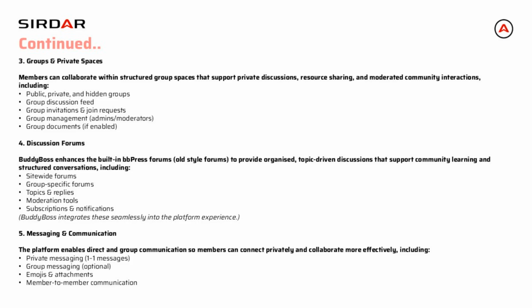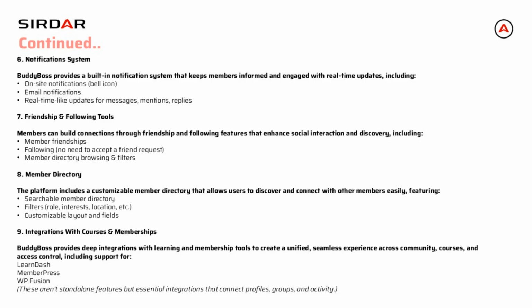Feature 5 is messaging and communication. BuddyBoss includes a built-in messaging system that allows members to connect directly with each other. They can send private one-to-one messages, and if enabled, even participate in group messages. The messaging tool supports emojis, attachments, and simple file sharing, making conversations easy and personal. This feature helps members collaborate privately, ask questions, or network without needing to leave the platform or rely on external tools.